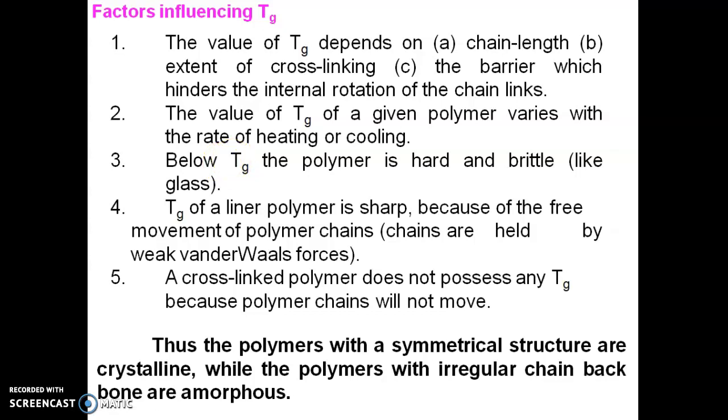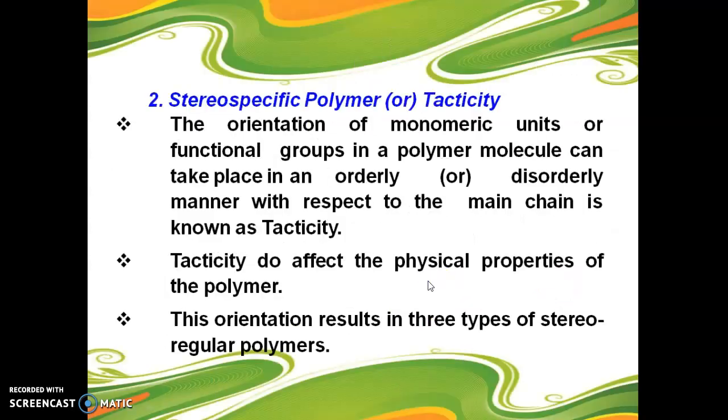The Tg of a linear polymer is very sharp because of the free movement of polymeric chains. A cross-linked polymer does not possess any Tg because the polymer chains will not move. So, polymers with a symmetrical structure are very crystalline in nature, while polymers with a regular chain are amorphous in nature. Coming to the next property of a polymer, it is stereospecificity.